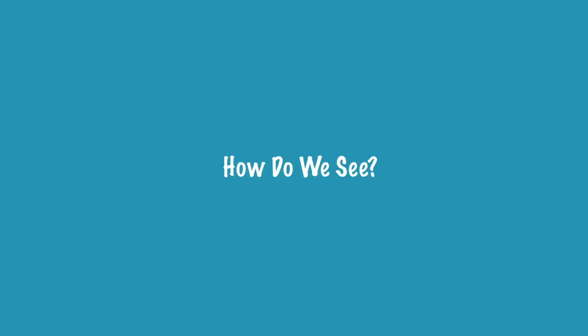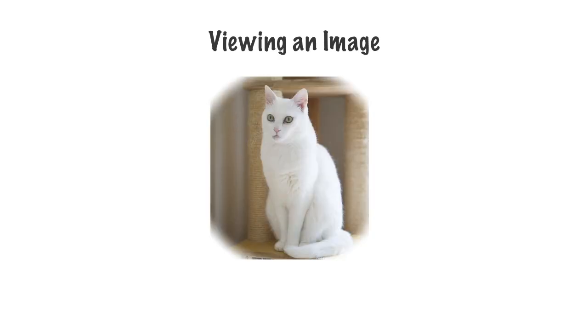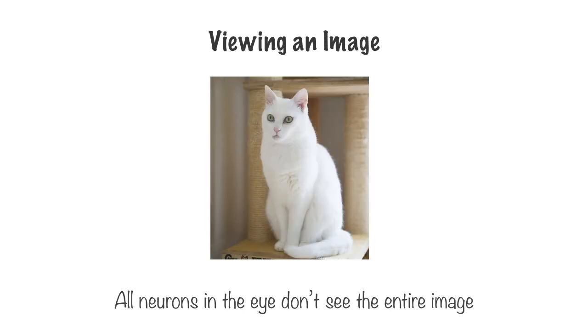How our brain perceives an image. How do we actually see? Research on this has been going on for the past 50 plus years, and in fact, way back in the 1950s, it was discovered that all neurons in the eye do not see the entire image. The image of the cat that you see in front of you, when it falls upon the neurons of your eye, it's not that every neuron looks at the image in its entirety.